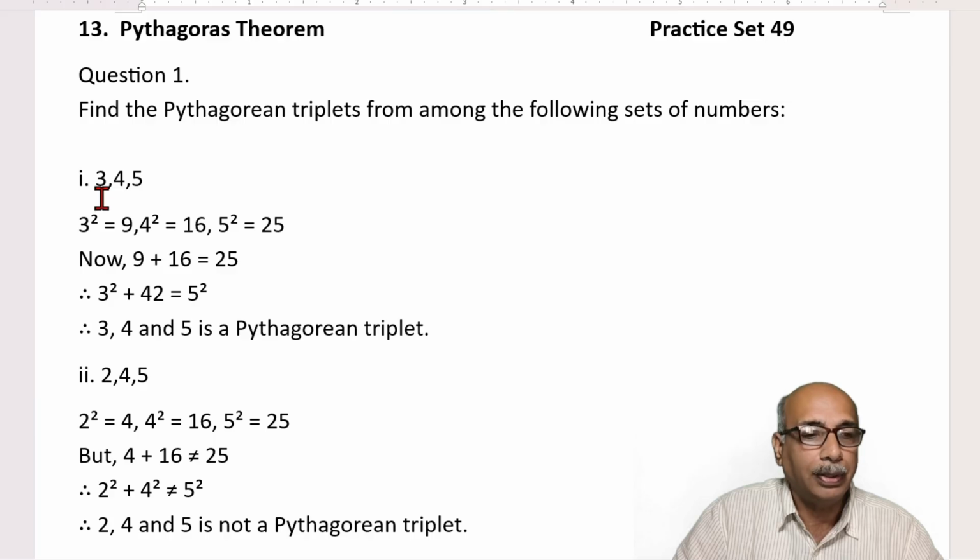First example. 3, 4, 5 are the numbers. So 3 square is 9, 4 square is 16, 5 square is 25. Now 9 plus 16 equals 25. Therefore, 3 square plus 4 square equals 5 square. Therefore, 3, 4 and 5 is a Pythagorean triplet. It must be a square.